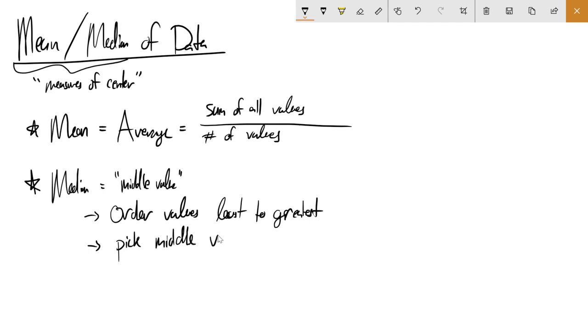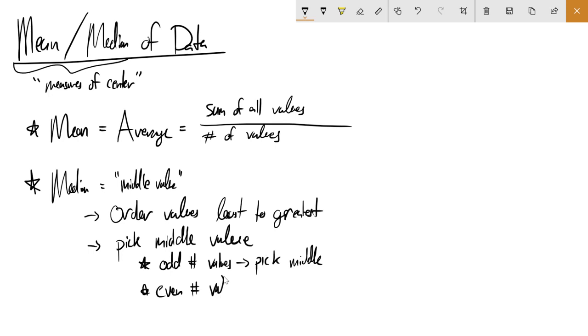But what happens is, if there's an odd number of values, then you just pick the middle one. But sometimes you won't actually have a true middle, because if there's an even number of values, then you have to average the two middles. I'll show you an example of both of those in a second.